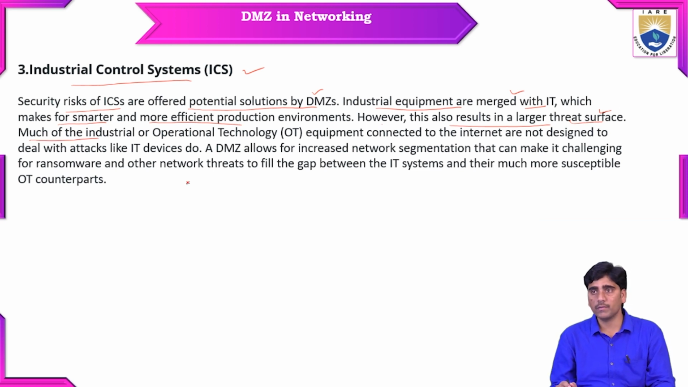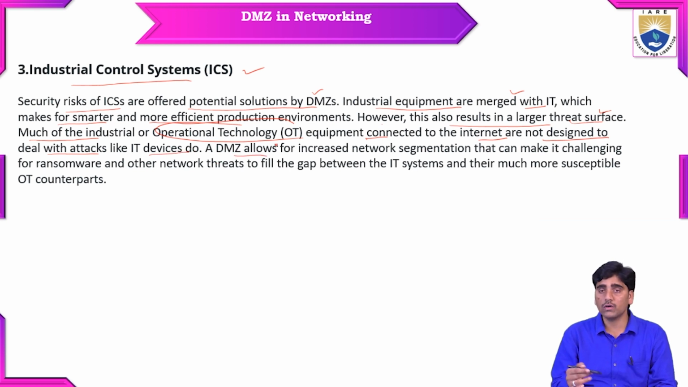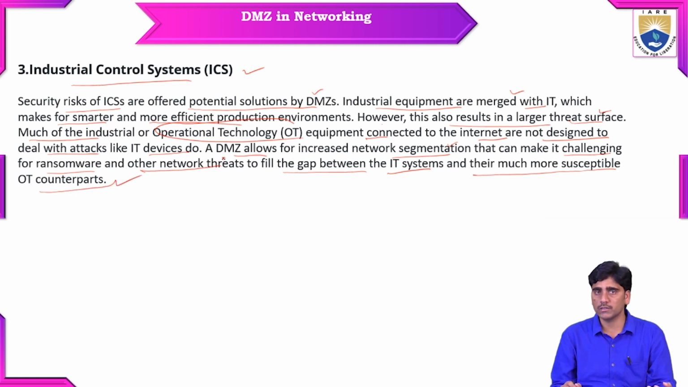Much of the industrial operational technology, OT, equipment connected to the internet is not designed to deal with attacks, like IT devices do. So a demilitarized zone allows for increased network segmentation that can make it challenging for ransomware and other network threats to fill the gap between the IT systems and their much more susceptible OT counterparts, the operational technology counterparts.